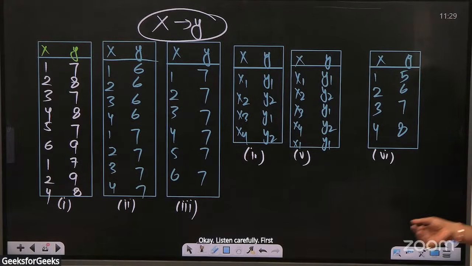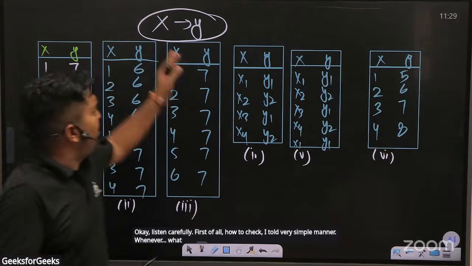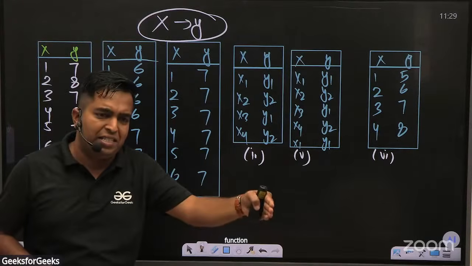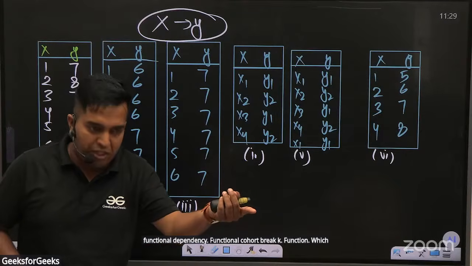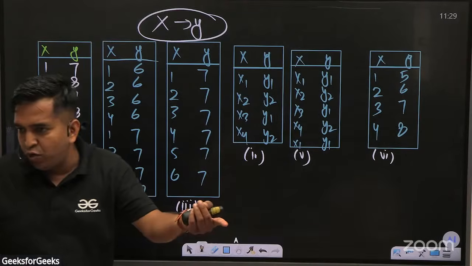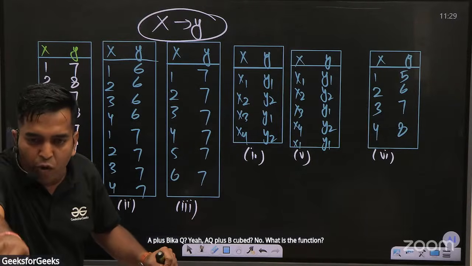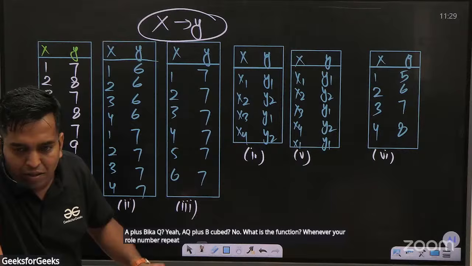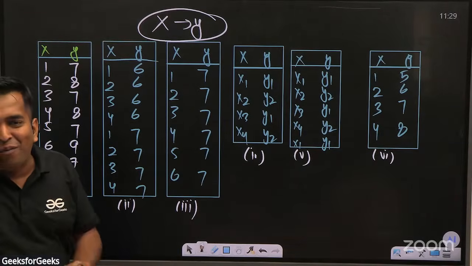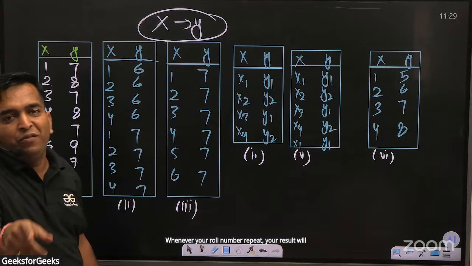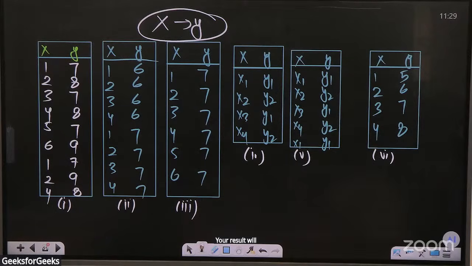First of all, how to check? I told in a very simple manner. What is the meaning of FD? Functional dependency. Break down 'functional': which function? A plus B whole square, A plus B whole cube, or A cube plus B cube? No. What is the function? Whenever your roll number repeats, your result will be displayed. That's how it is, right?